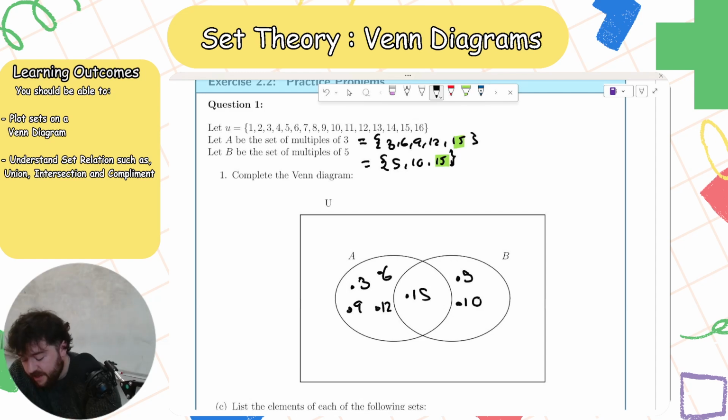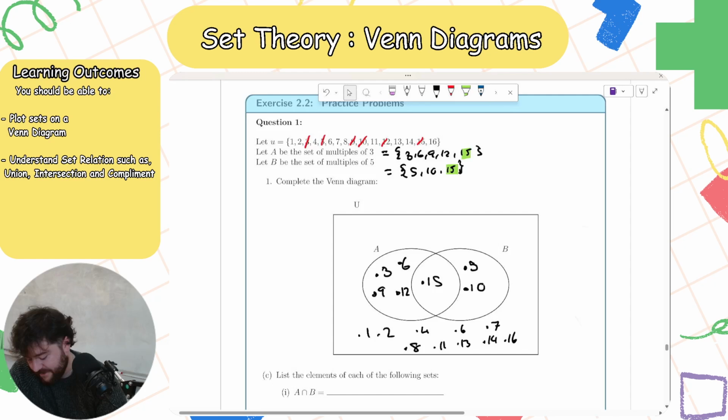Now, as you can see here, we haven't used every element in my universal set. We haven't used a 1 nor a 2. We've used a 3. We haven't used a 4. We've used a 5. So the multiples of 3, and then the multiples of 5. So what I'm left with now is 1, 2, 4, 6, 7, 8, 11, 13, 14, and 16. We write them all on the outside.